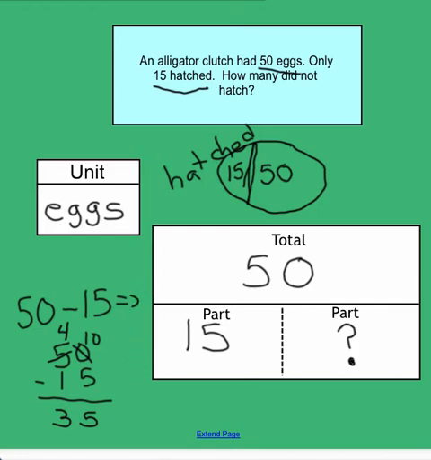So my answer then is 35. Now I want to think about 35 what? This is 35 eggs that did not hatch.